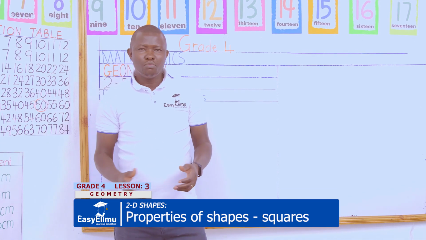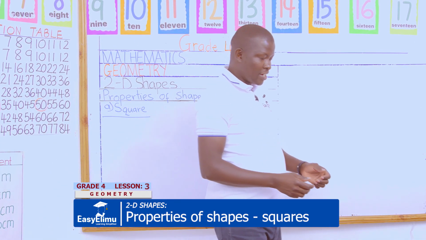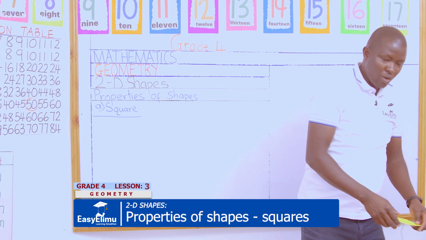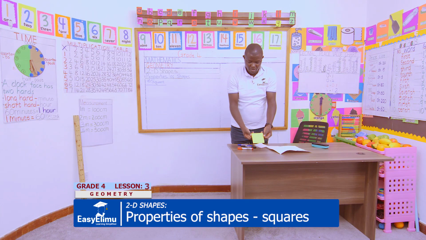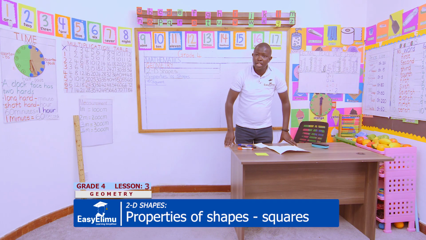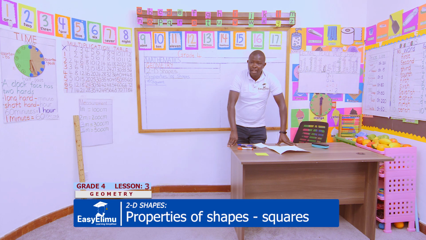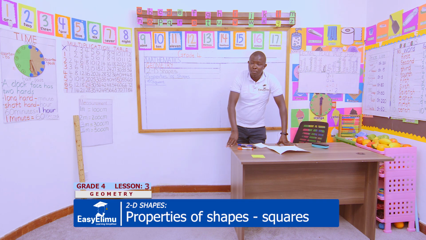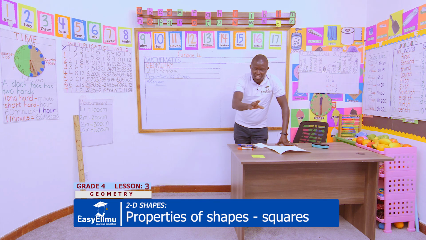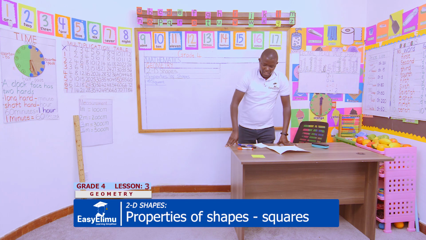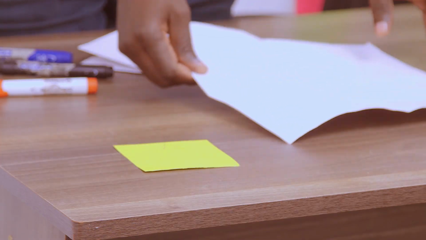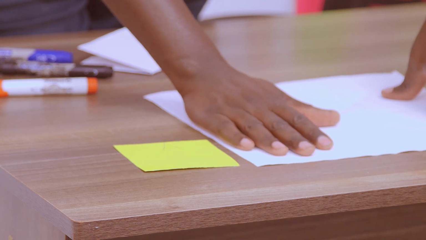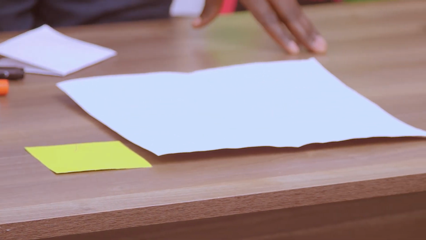Now, join me as you pair up to identify this shape. What is the name of this shape in our pairs? Learners, the smaller one, yellow in color. What is the name of this shape? Victoria? It is a square. Now, I've just brought a bigger size one of the same shape.